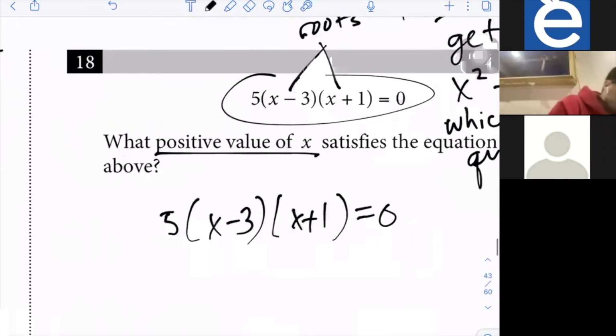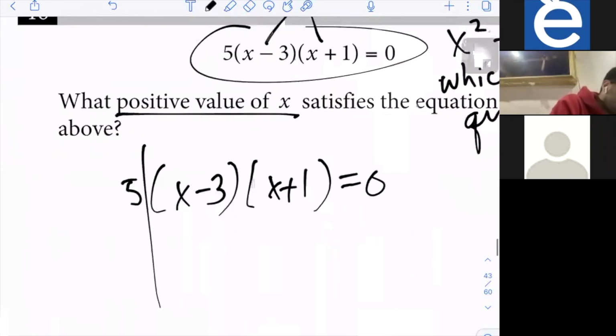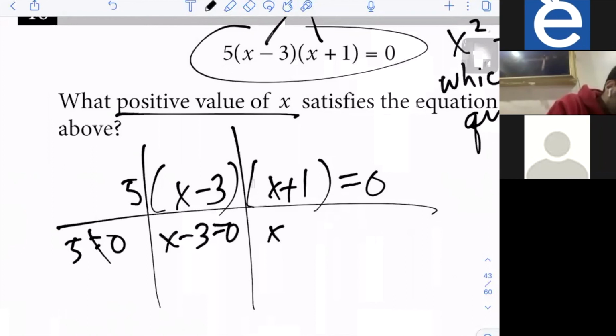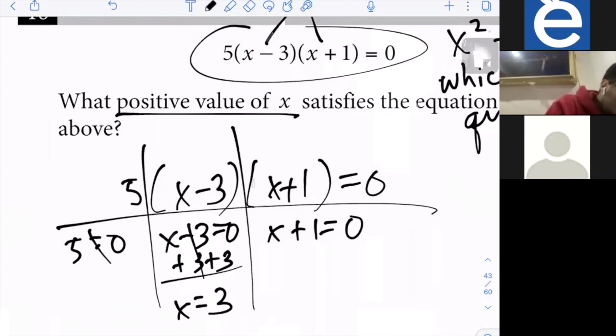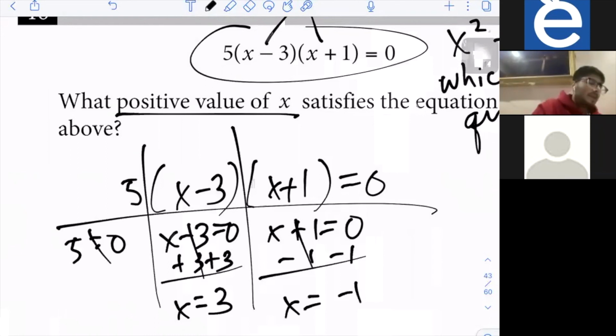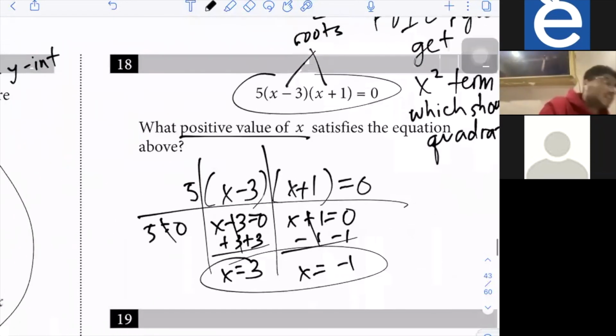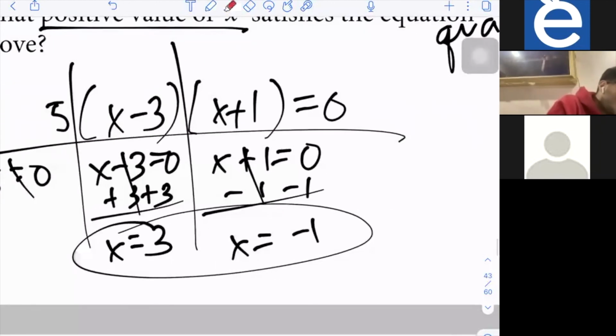Okay, so to solve this problem, we basically set each term equal to 0. 5 is equal to 0 does not work, so that can't be an answer. x minus 3 is equal to 0, x plus 1 is equal to 0. So we add 3, x is equal to 3 is one root, and then we subtract 1, you get x is equal to -1. These are our 2 roots, but it's asking for the positive value of x. So the only positive value is 3, not -1. -1 is a negative answer.